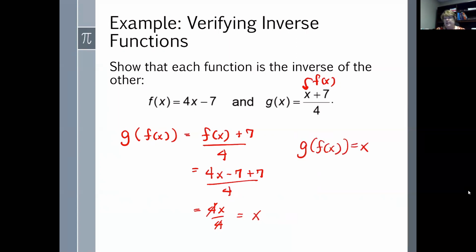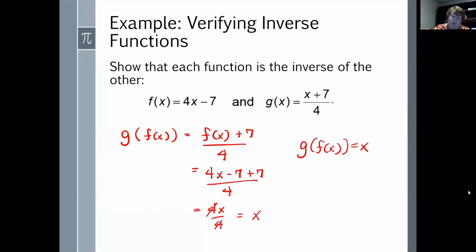So these two functions are inverses of each other. Since f at g of x, or f evaluated at the output of g of x, is x, that means they undo each other. And since g at f of x is also equal to x, they undo each other. So these two functions are inverses. You could call g of x f inverse of x.